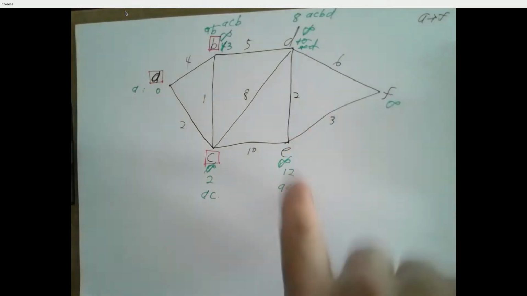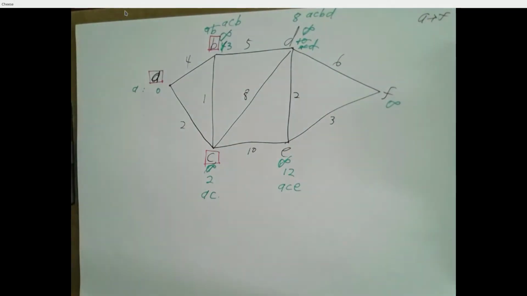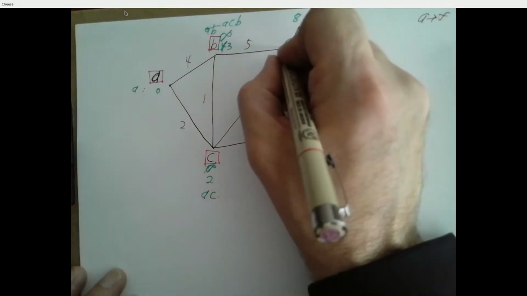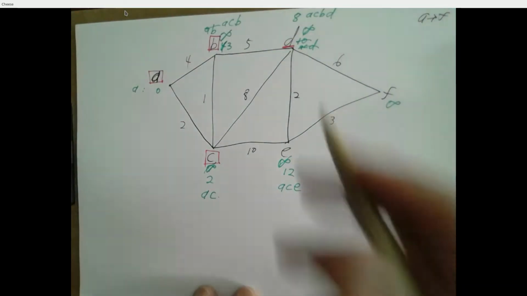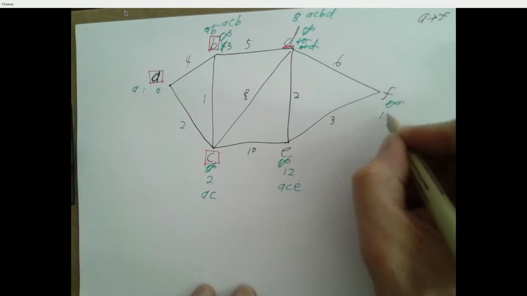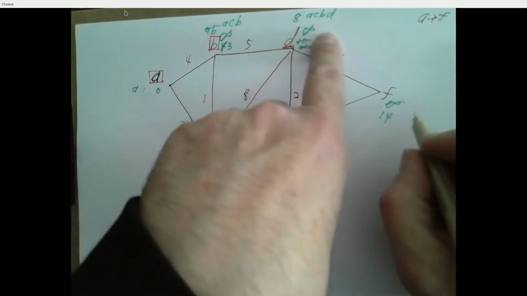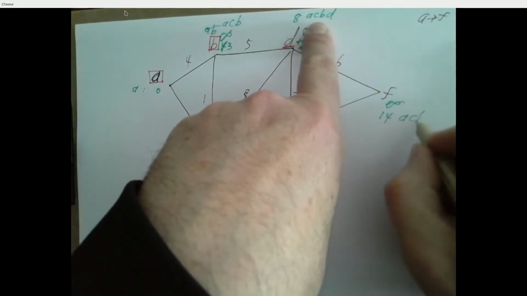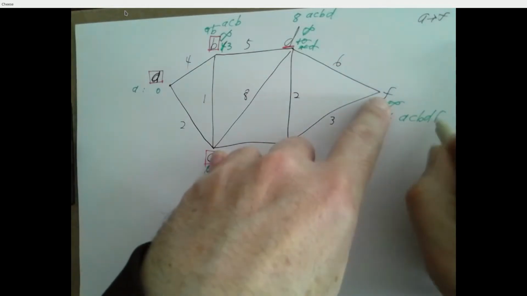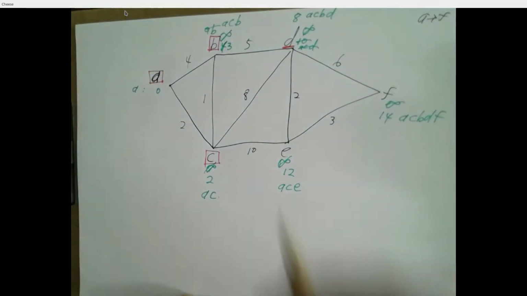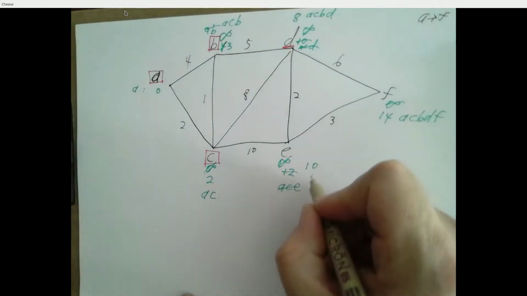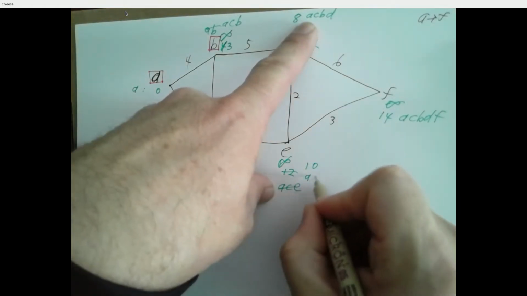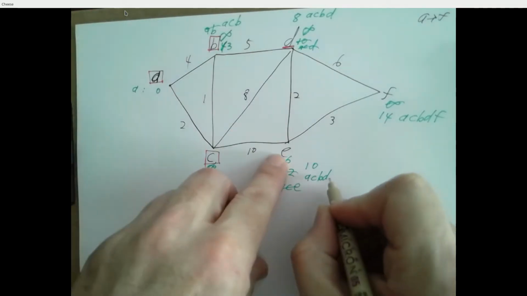And now we have an 8, a 12, and an infinity. So 8's our closest, so we're going to mark this as our current node. And relax from there. 8 and 6 is 14. And the path is the path to D, A, C, B, D, followed by this vertex F. 8 and 2 is 10, that's better than 12. So relax the distance to 10, and the path is A, C, B, D, followed by E.